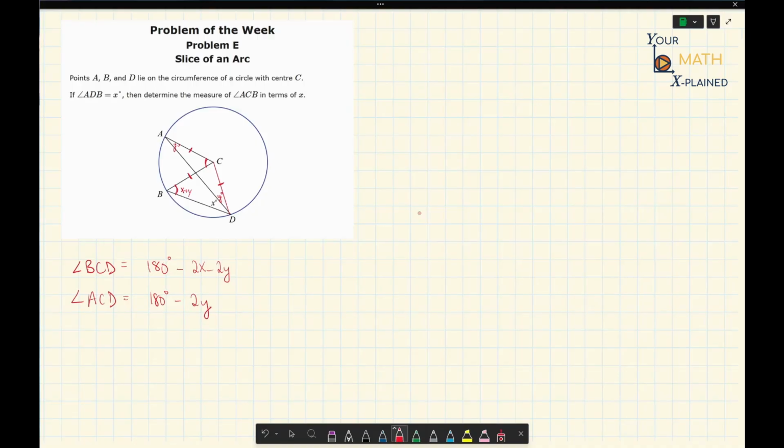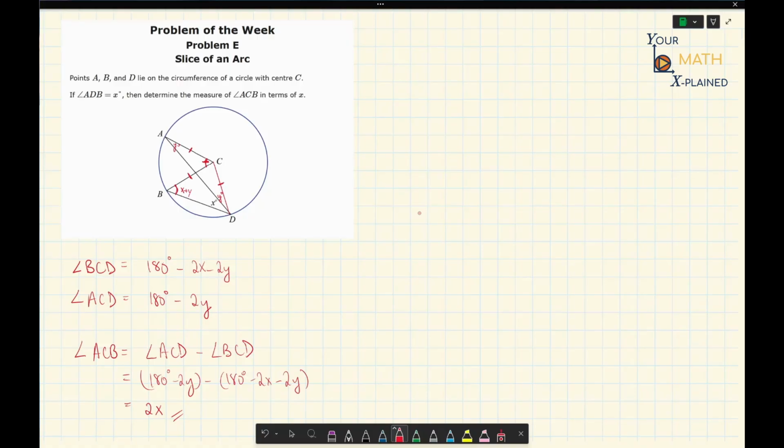Since our job is to find angle ACB, we see the relationship is created by taking angle ACD and then subtracting angle BCD. So that would give us 180 minus 2y, and we're going to subtract 180 minus 2x minus 2y. We see the 180s will cancel out, the minus 2y plus 2y will cancel out, and we're just left with 2x. So we see an interesting result here where this angle C is actually 2 times angle x.